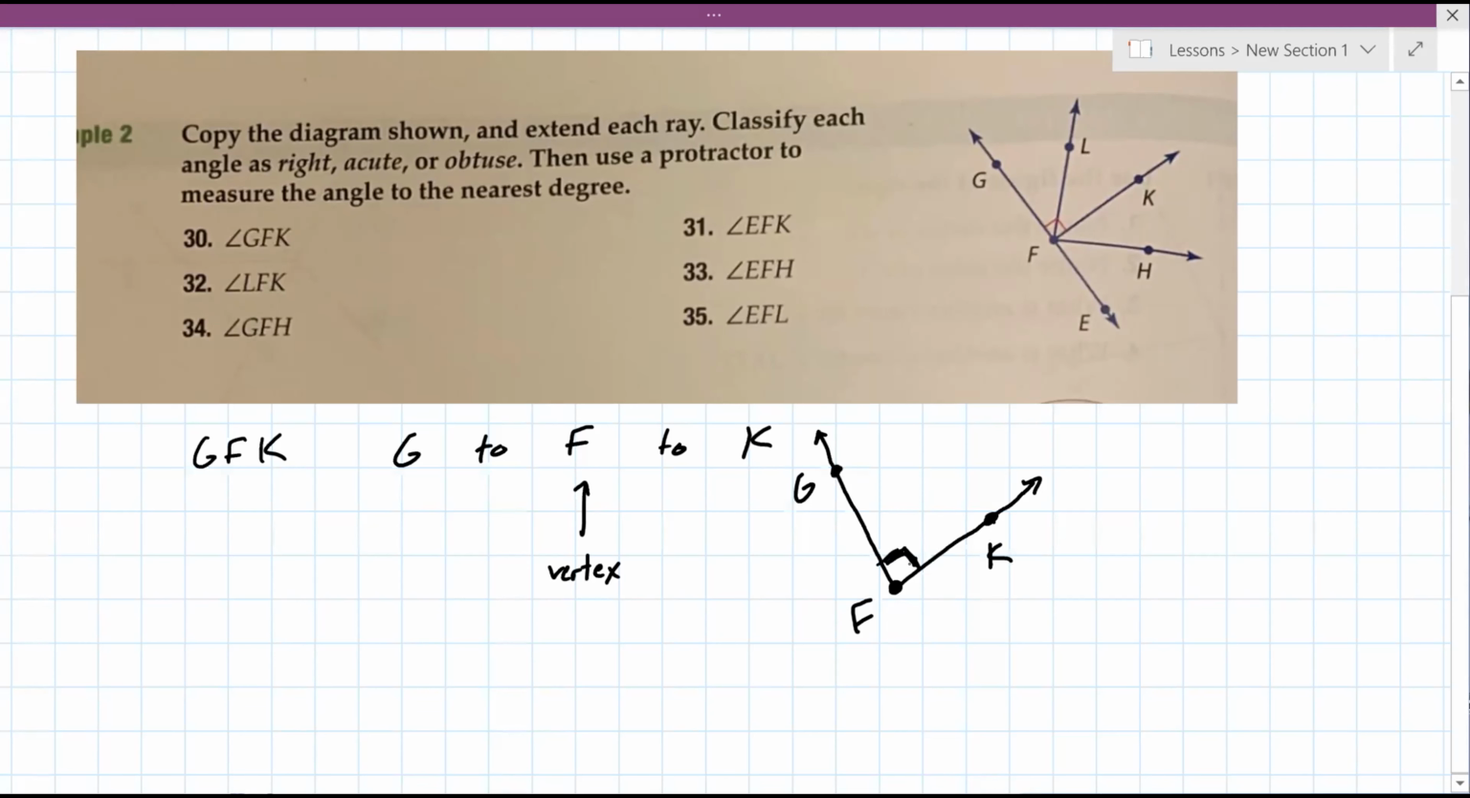There's three options here: right, acute, or obtuse. So a right angle is 90 degrees. It's also this symbol right here. So this is a right angle, and its measure is 90 degrees. So that's for number 30.